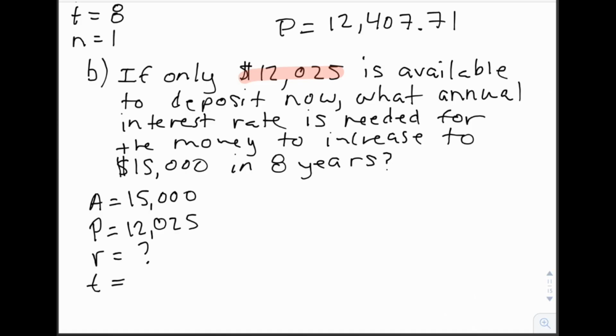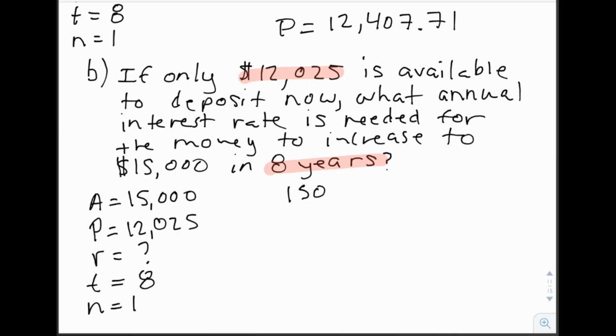And then finally, our T is equal to 8 because it states 8 years. And last, we know that our N is equal to 1 because it told us annually. So let's go ahead and plug our information in and solve for that R. So again, A is equal to P times 1 plus R divided by N, raised to the NT.